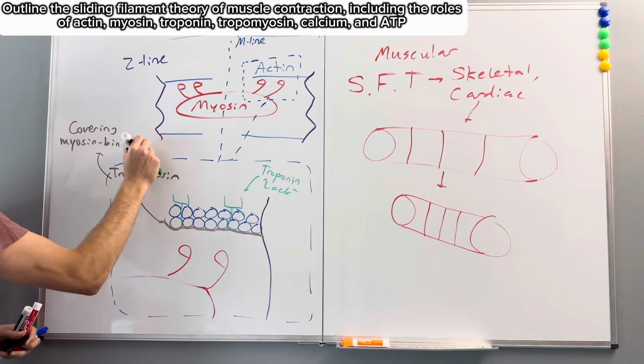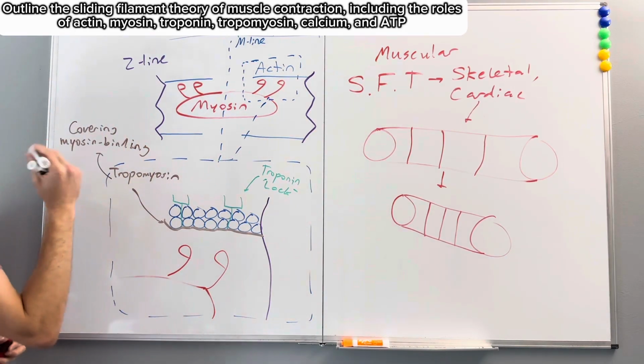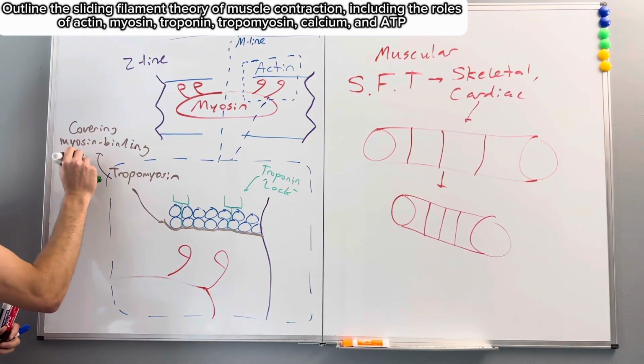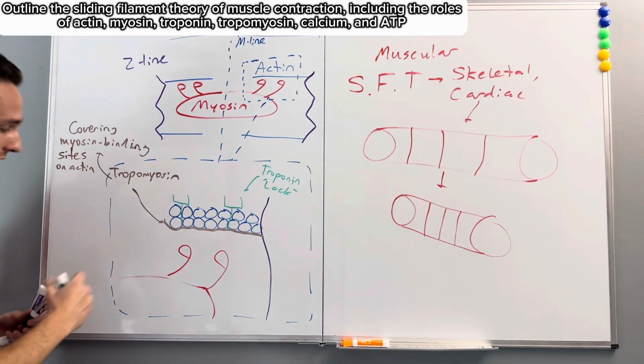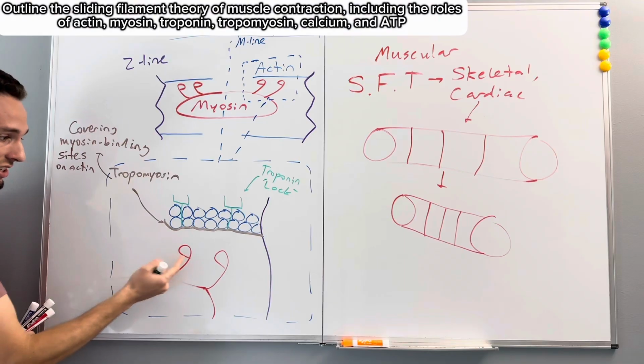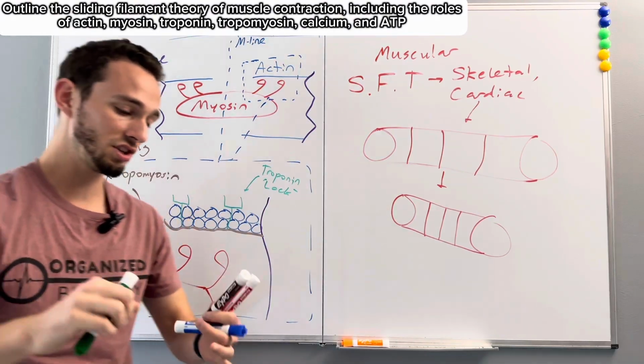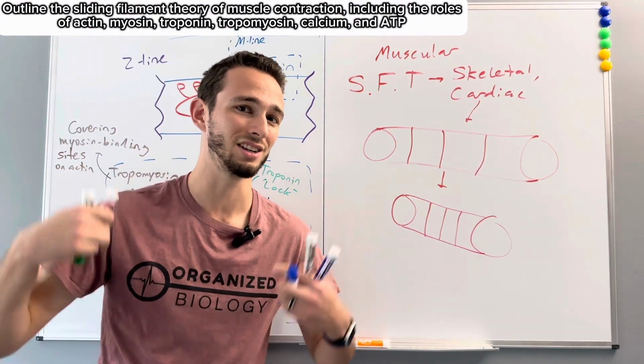Binding. I cannot speak and write. If you've watched any of my other videos, you know that to be true. Covering myosin binding sites on the actin, okay? So therefore, if it's covering the actin, the myosin basically cannot grab the actin. So this is at a point where the muscle is not contracted.